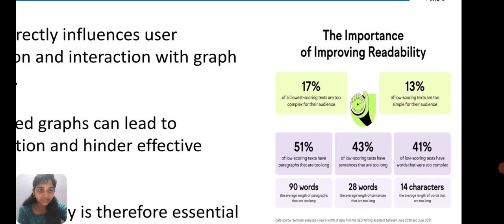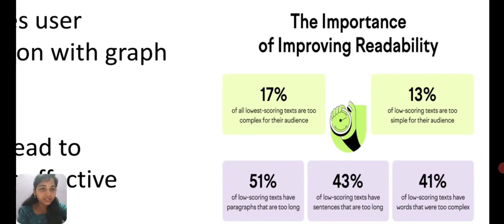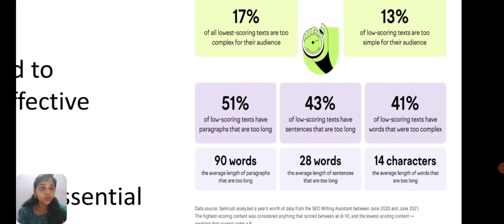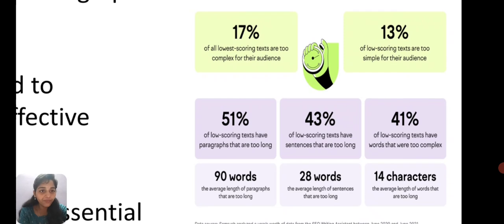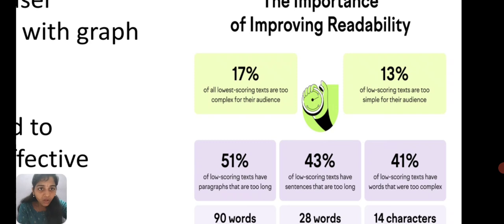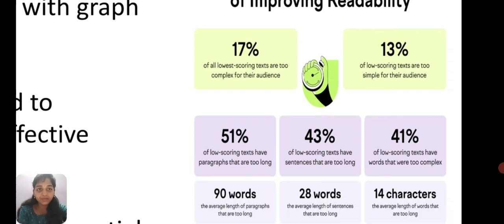So on the right side we can see the picture, the importance of improving readability. These are some of the percentages about the lowest scoring texts. The first one, 17% of lowest scoring texts are too complex for their audience. Second, 13% of low scoring texts are too simple for their audience.